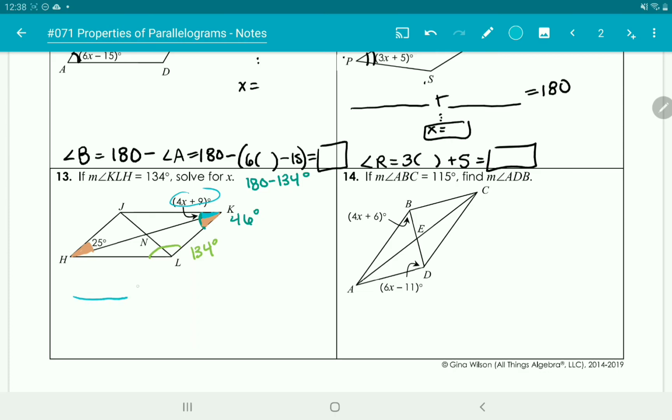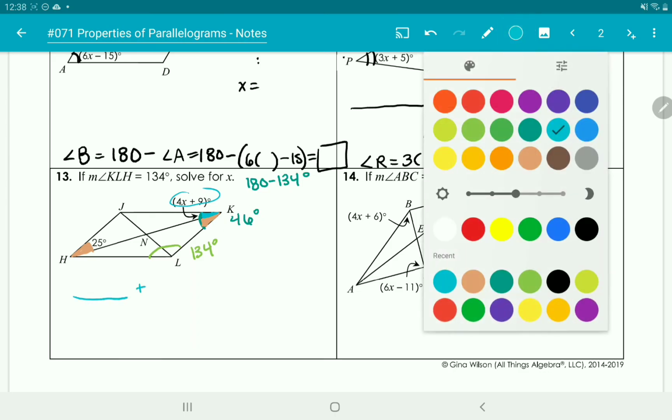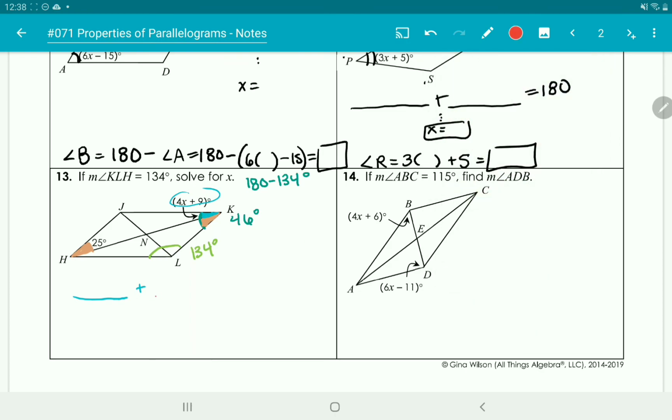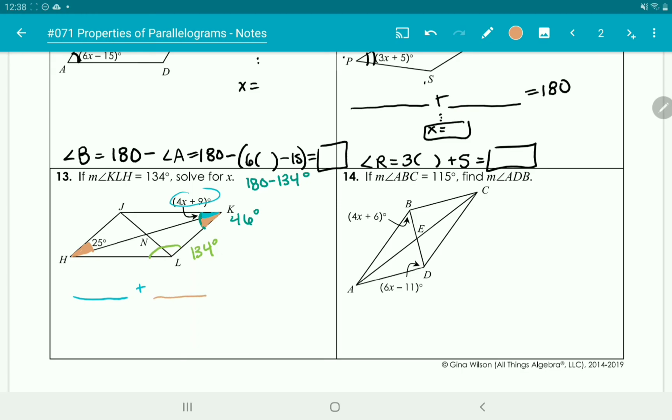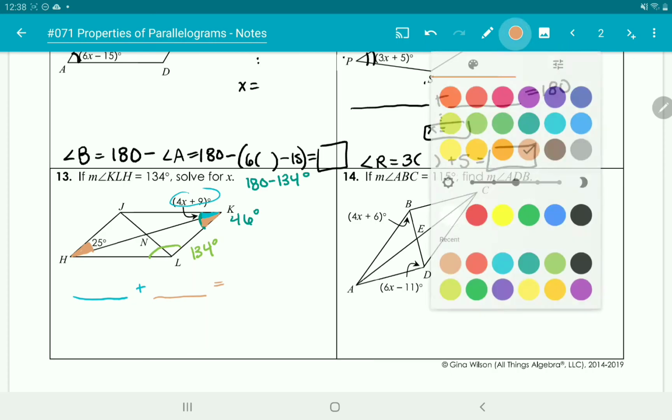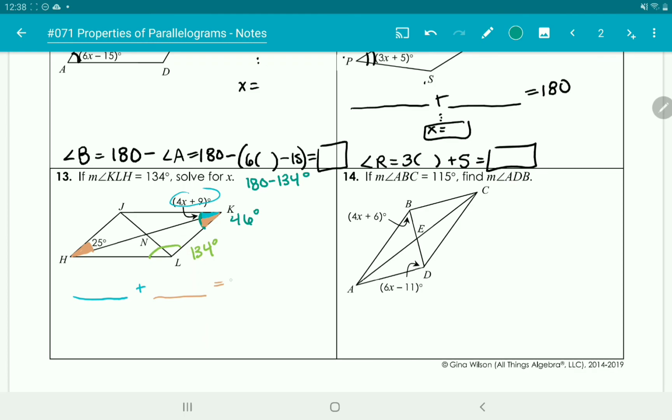This 4x plus 9 plus the light orange one we have here is going to add to give us this teal one that we have already. The teal one's 46, so the entire angle is 46, like that one. We know that the light orange one here is the same as this one over here, because it's also light orange, and it's 25. Then we know this light blue one that I've got circled here is 4x plus 9.